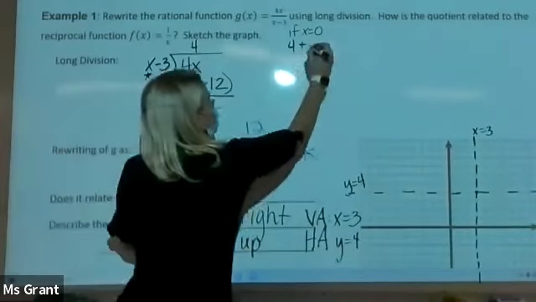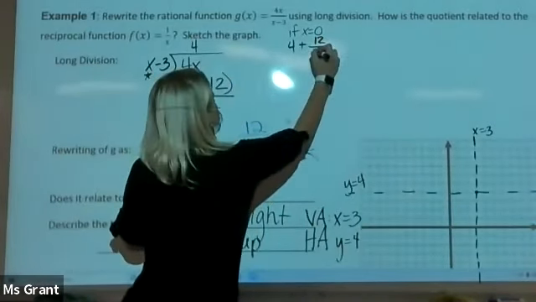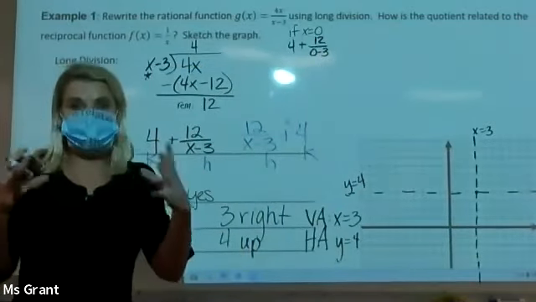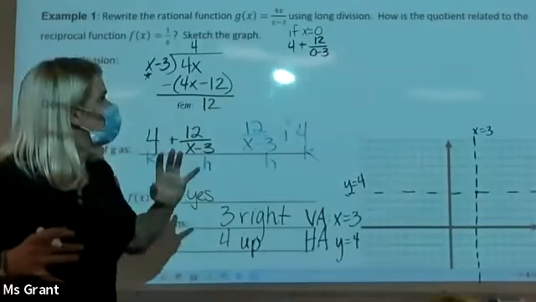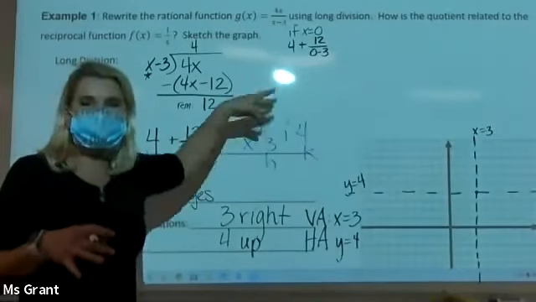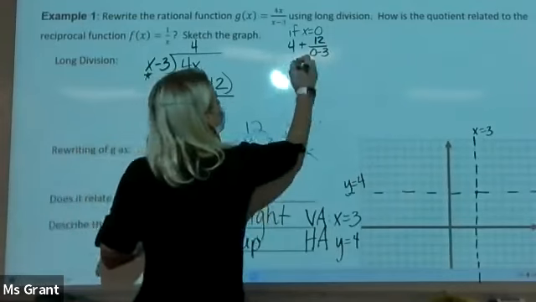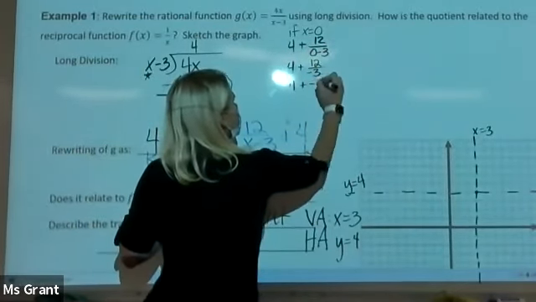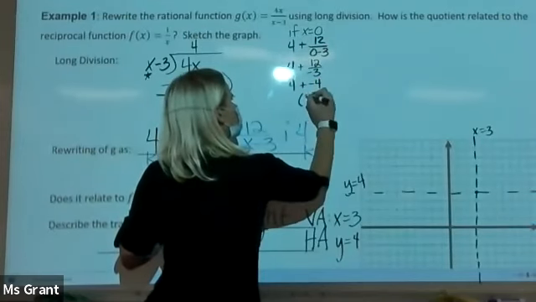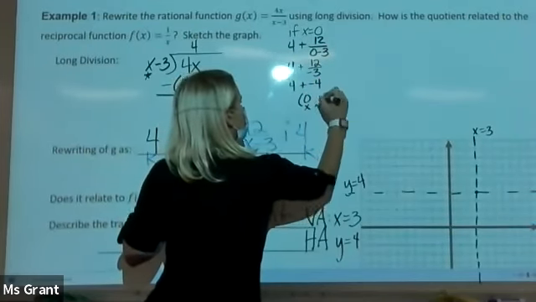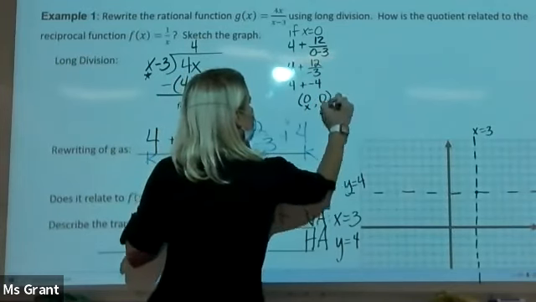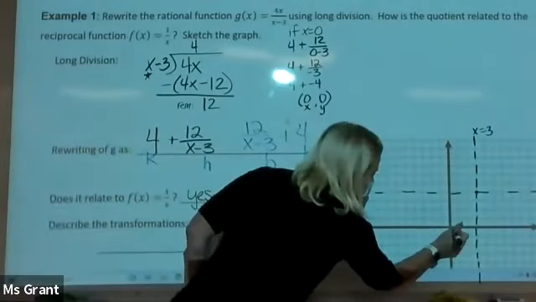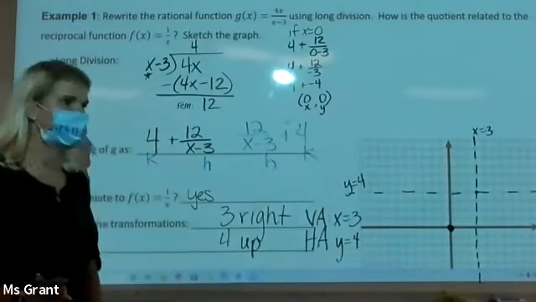4 plus, I'm plugging in 0, 12 divided by 0 minus 3. I'm not making a table of values, because if I just have 2 points, 2 ordered pairs, then I can just do it real quick like this. 4 plus 12 over negative 3, 4 plus negative 4. Oh, zero, zero. Plot it, 0, 0.